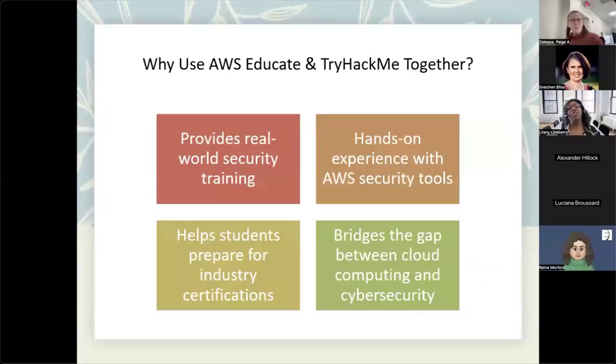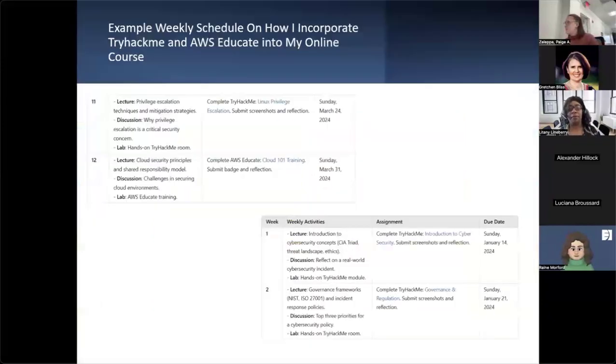Again, using AWS Educate and TryHackMe together is important for students to have real-world security training. What I found is a lot of students sometimes don't have the capacity on their laptops to have virtual machines, to install VirtualBox or what have you, and actually install Kali Linux so they can do these things on their own. So these are great alternatives to that.